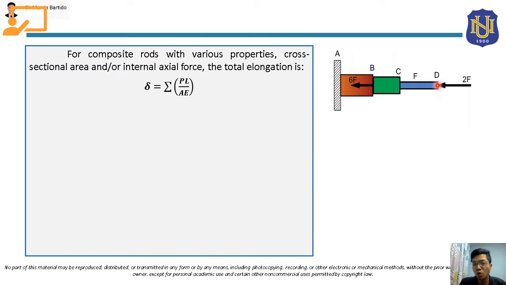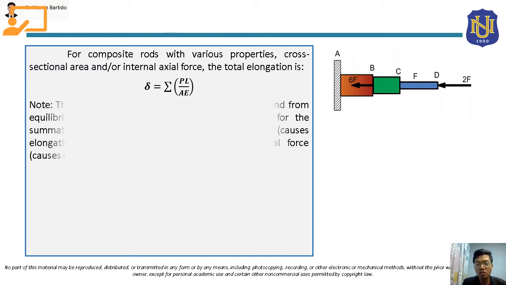So we are going to compute its elongation or deformation using this formula, where the length here will be the length CD. The same goes for rod BC and rod AB. So we are going to solve them separately, and then after that we are going to sum them up.